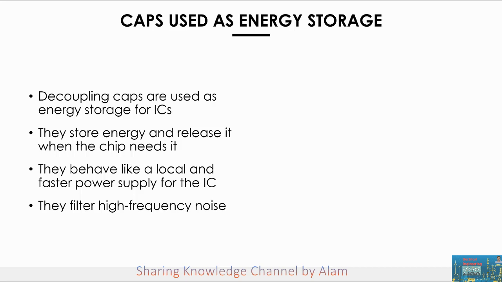One of the most important applications for capacitors, in particular in modern digital electronics, is to be an energy storage for integrated circuits. When capacitors are used in this role, they're usually referred to as decoupling capacitors. They're also sometimes referred to as bypass capacitors. What they do is store energy, like any other capacitor, and then release it when the chip needs it. We'll see later why this is required. Overall, a bypass or decoupling capacitor behaves like a local and faster power supply for the integrated circuits. Finally, capacitors can also be used to filter high frequency noise.